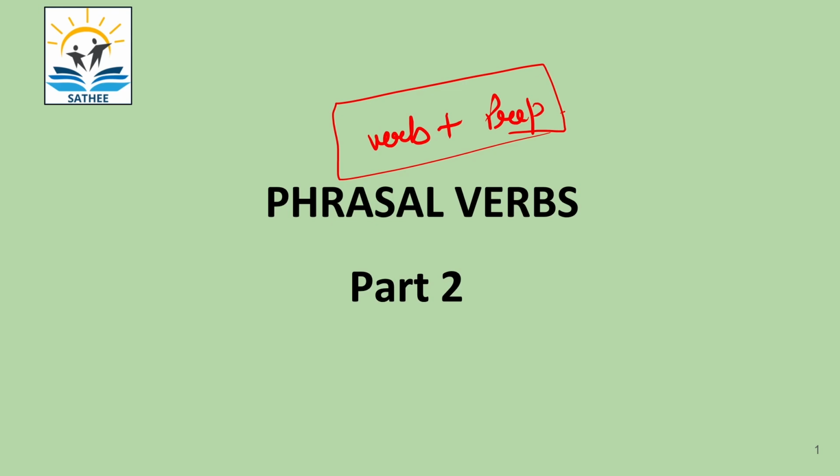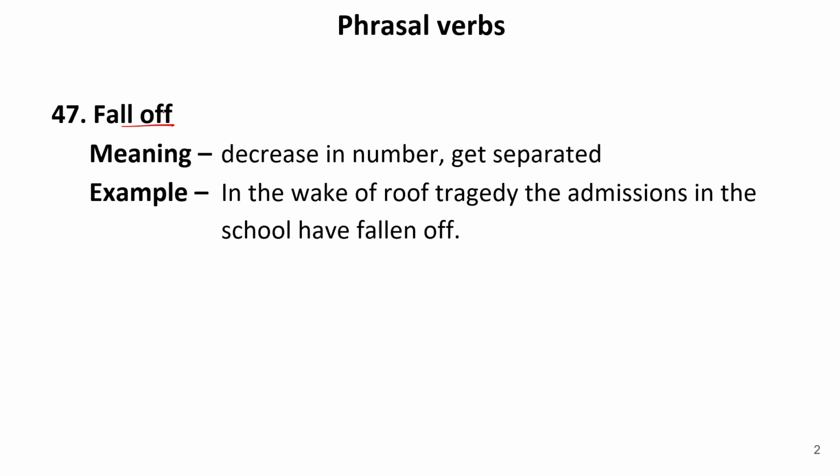Let's begin the session. The first phrasal verb is fall off. The meaning of this phrasal verb is decrease in number or get separated. Now, you can see that this word fall, you must know well that the meaning of this word is negative. So, the meaning of this phrasal verb is again negative. That is, when something decreases in number or when something gets separated, we can use fall off in its substitute.